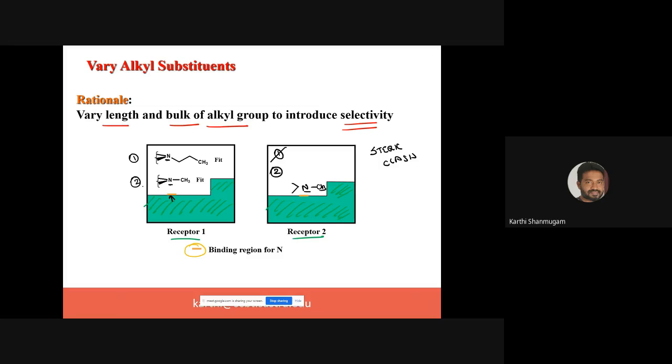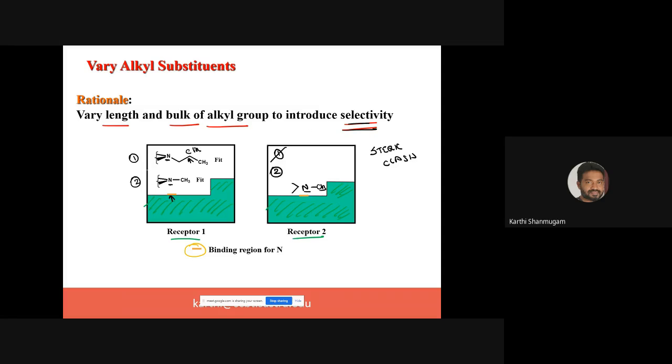The alkyl substituent. Can we say the first molecule is a variation in the alkyl length, substituent? Am I right or wrong? Yes, sir. So one additional CH2 group is here, right? So varying the alkyl substituent. The point is that varying the alkyl substituents will lead to selectivity.